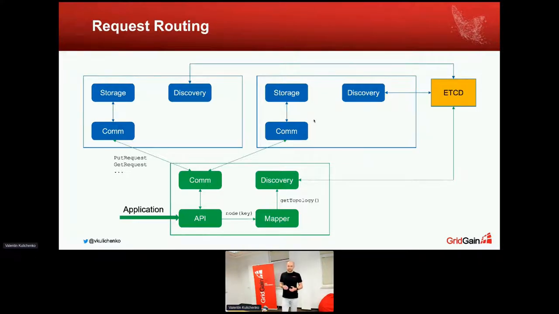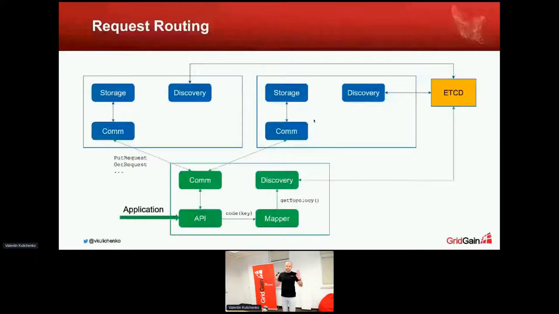And the API then will use the communication component to send this request to a particular node. Instead of broadcasting or doing this randomly, it will send to a particular node which is chosen by the mapper.